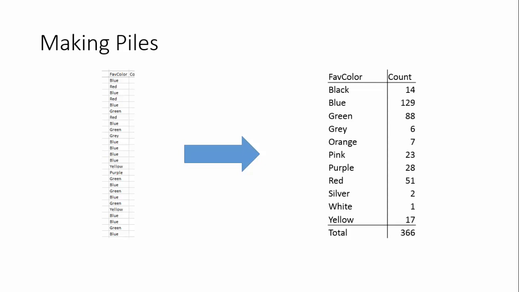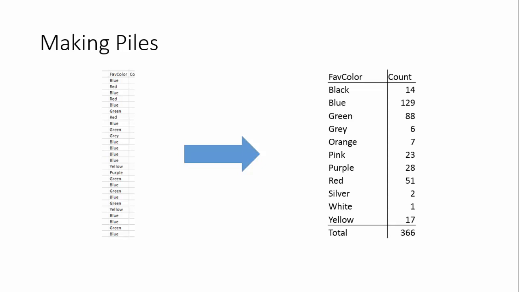So you can see at the top there were 14 that said black was their favorite color, and 129 said that blue was their favorite color, and so clearly blue is pretty much a runaway winner. But green 88, and if I look down the column, yeah, 88 is the second most after blue, so green is the second most favorite color. And then gray and orange and so forth, right? And let's go to red because that's the third favorite color at 51.